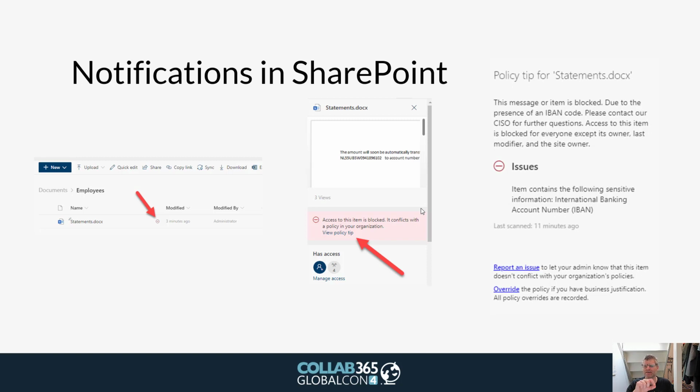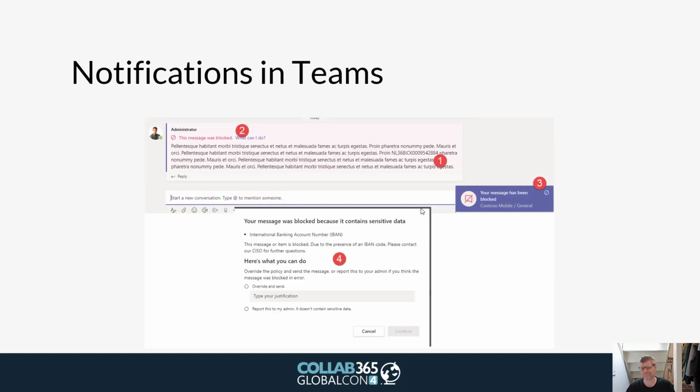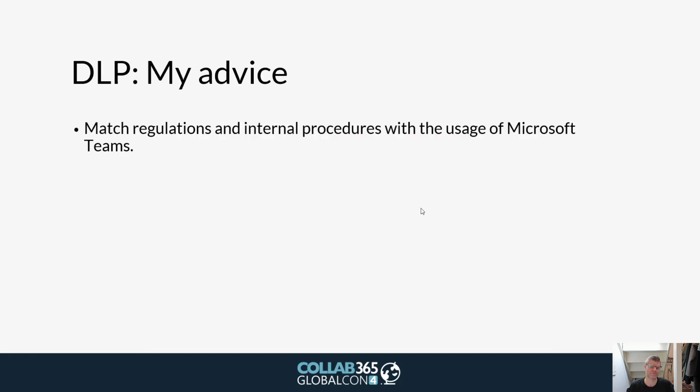And the text you see there, that this message or item is blocked, you can add that yourself. You can allow people to override it and/or report it. And every time a DLP policy is triggered, it sends a message to somebody you assigned in a policy. So this can be, for example, the CISO, that's responsible for the security within the company. This is what it looks like with chat. So very similar. I add a message with an IBAN number, it's triggered immediately, and I get the same policy tip.